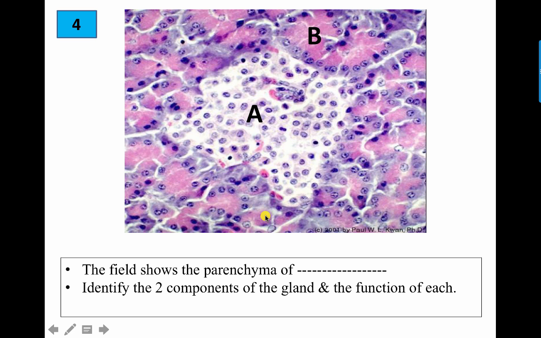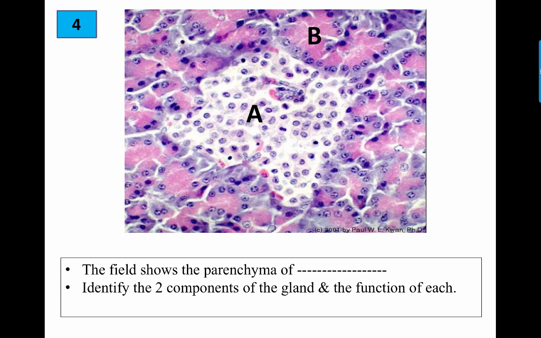Here we have slide number 4, which is for the pancreas. The field shows the parenchyma of the pancreas. How do we know that it is a pancreas? We have here an islet, which is pale stained among the darkly stained pancreatic acini, which are characterized by having pyramidal cells with basal rounded nuclei and apical acidophilic cytoplasm, and the basal part is basophilic, so it shows two colors, the red at the apex and blue at the base. So these are the pancreatic acini, and this is the islet of Langerhans.